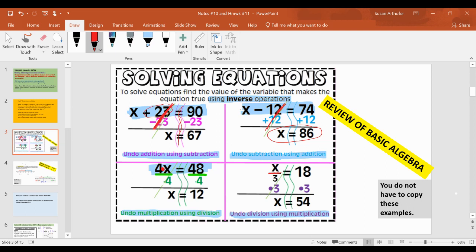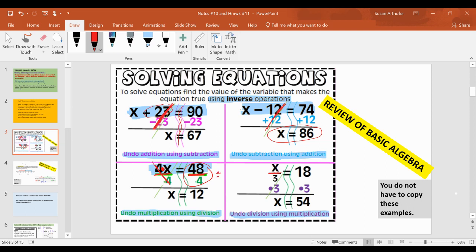To undo multiply, you divide on both sides. And that's what this bar means, is to divide. And you always divide by whatever number's in front of x. So 4 divided by 4 cancels. X would be equal to 48 divided by 4 would be 12.